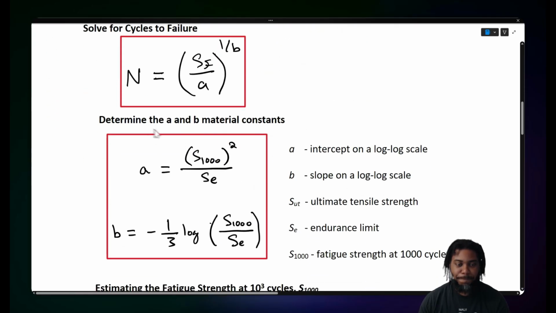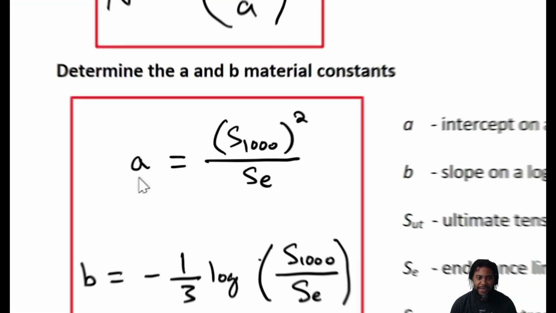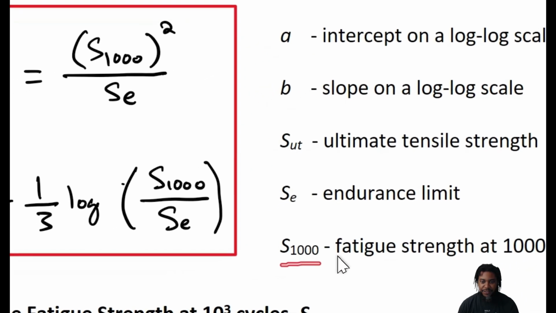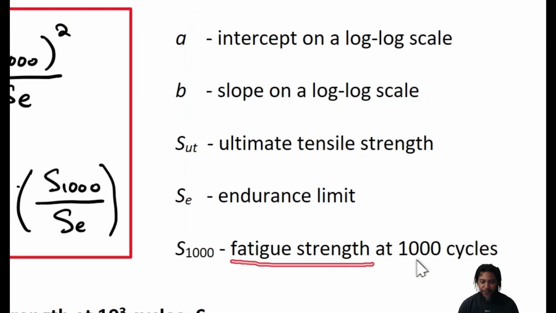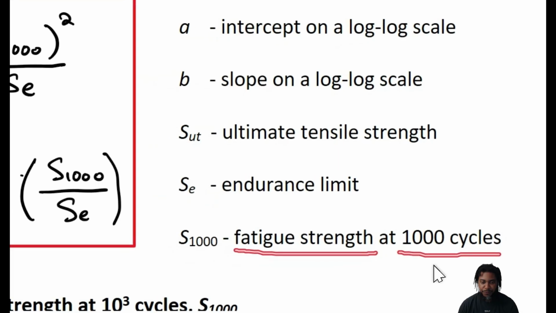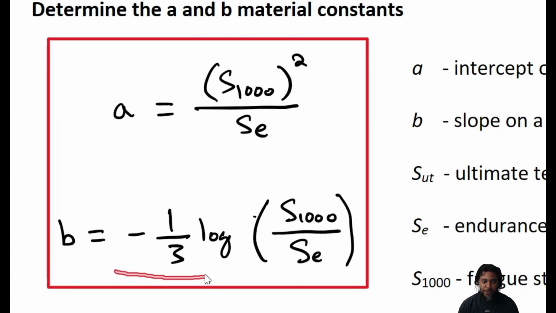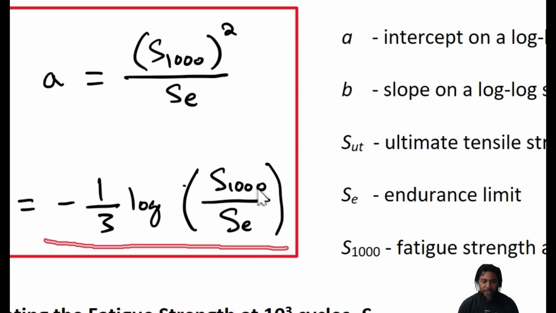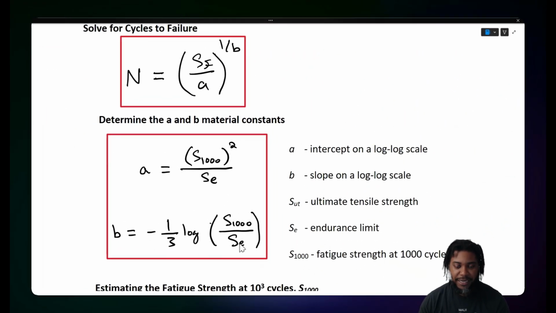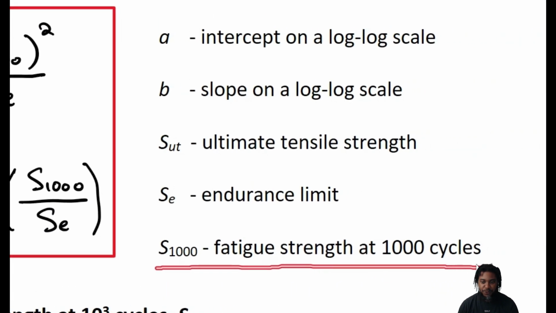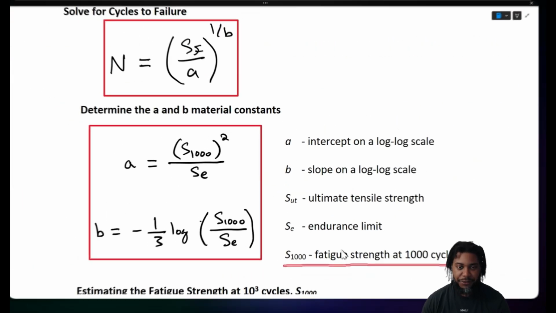When we do so, we can determine that a is equal to S1000 squared divided by SE, where S1000 is the stress amplitude or fatigue strength at 1,000 cycles. We can also find the slope b is equal to negative 1/3 times the log of S1000 divided by SE. Again, S1000 is the fatigue strength or stress amplitude at 1,000 cycles.